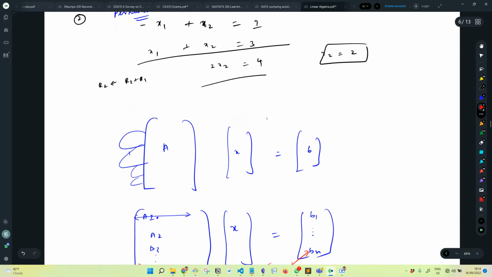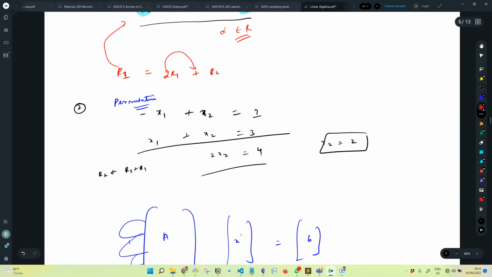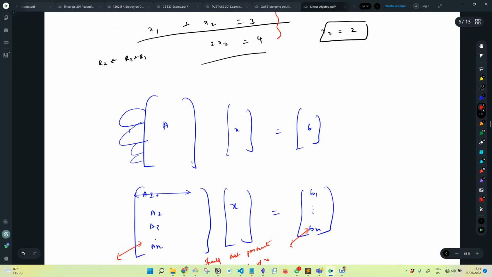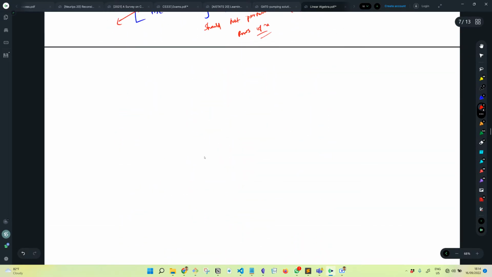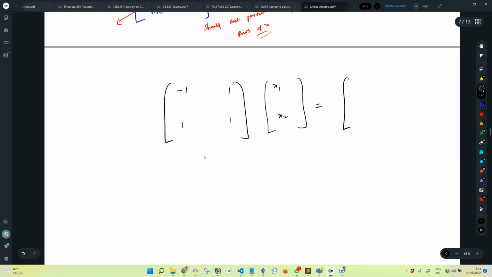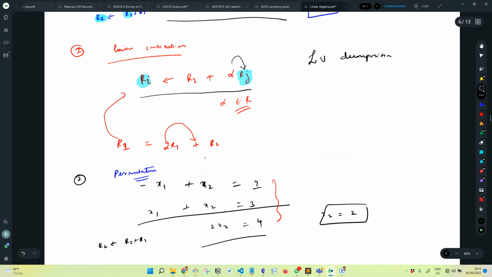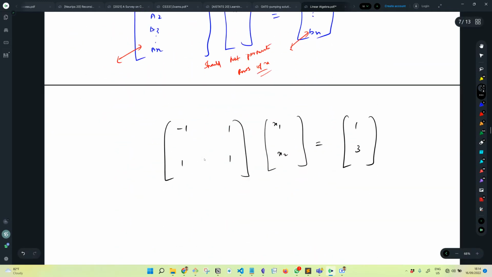Okay, so let me give you the answer. For example, if you take this system of equations that I have given you here, this is the matrix representation of the system. You can write it as [-1, 1; 1, 1] times [x1, x2] equals [1, 3]. B is 1 comma 3.